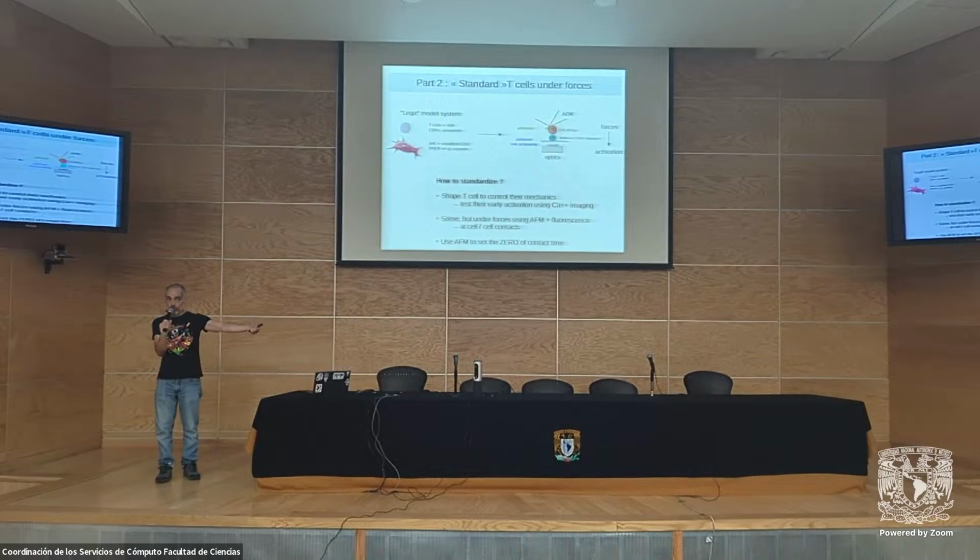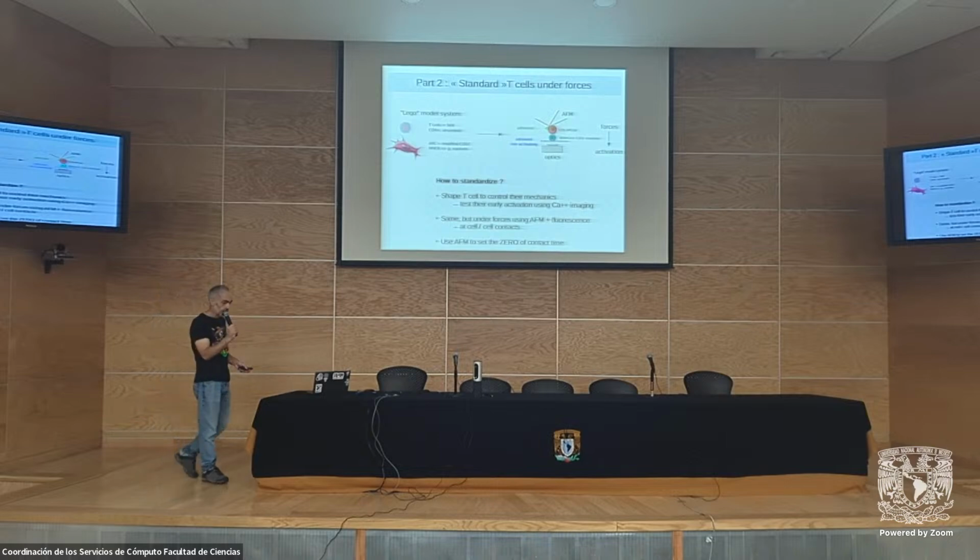So if you put them a lot, or if you don't put them a lot, then you will have different starting mechanical conditions. So how do you shape a cell and how do you constrain the cell? We went for shaping the cell, testing that we can activate them and checking the early activation by traditional means, fluorescence microscopy, then doing the same on the forces using an AFM, and then using this AFM to set the zero interaction contact time.